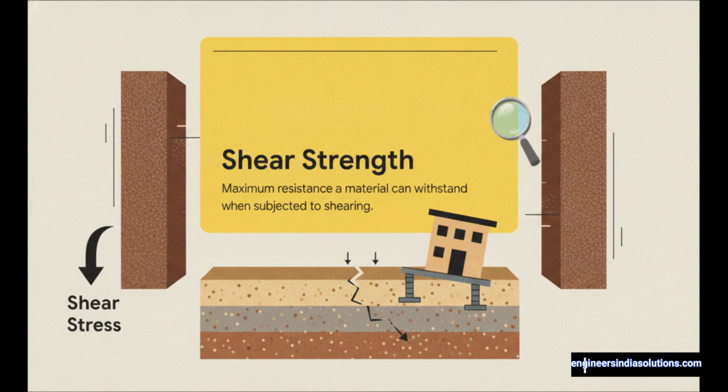In our environment, it's this invisible microscopic force happening between grains of sand, silt, and clay, and that is what keeps slopes stable and buildings standing tall. If the shear stress applied by a building exceeds the soil's shear strength, the soil shears apart and, well, the structure falls. So here's our roadmap for this explainer.